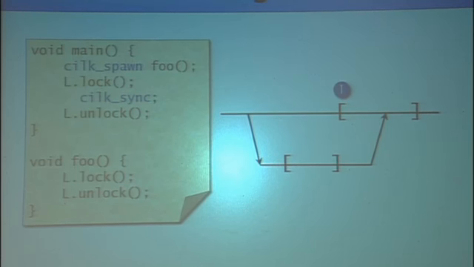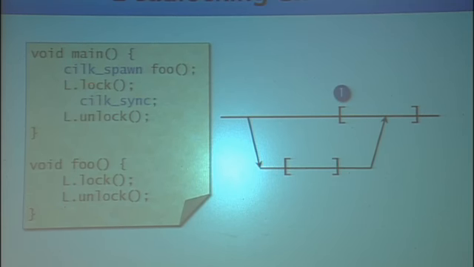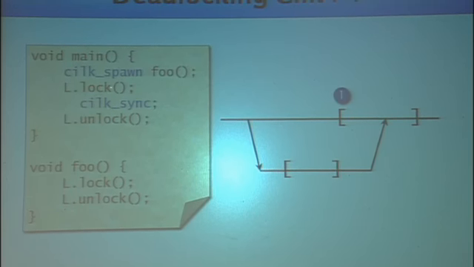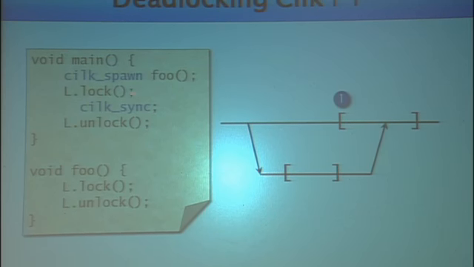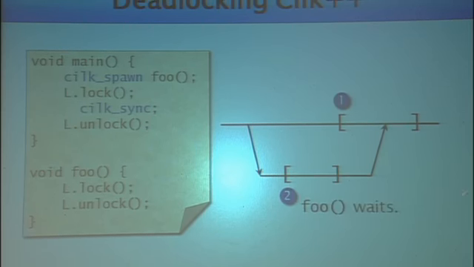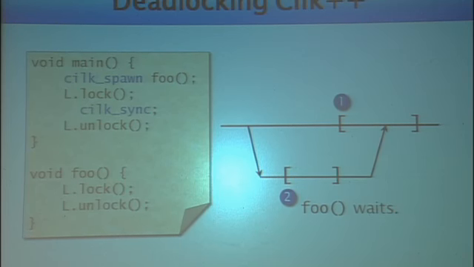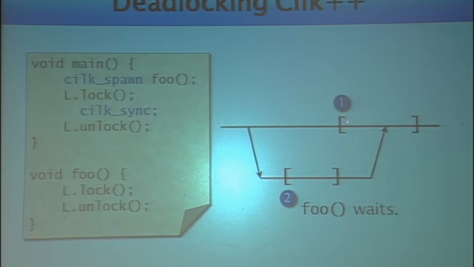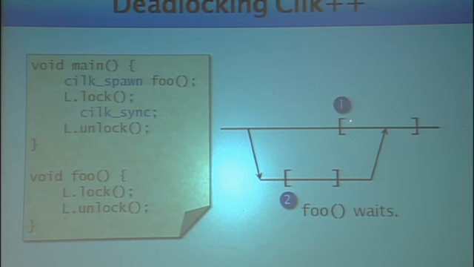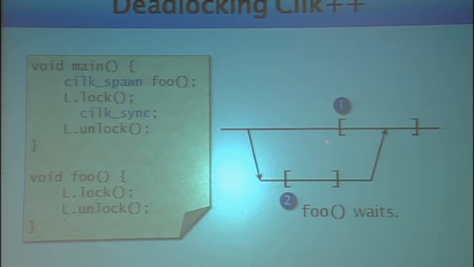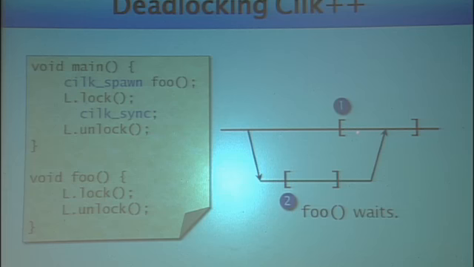So what happens is we perform the lock acquire here, in the parent. First we spawn here, then we acquire the lock here. And now foo tries to get access to the lock, and it can't because, why? The main routine has the lock. Now what happens? The main routine proceeds to the sync, and what does it do at the sync?